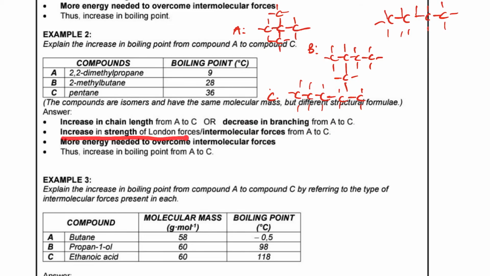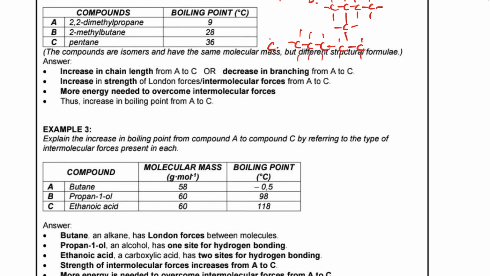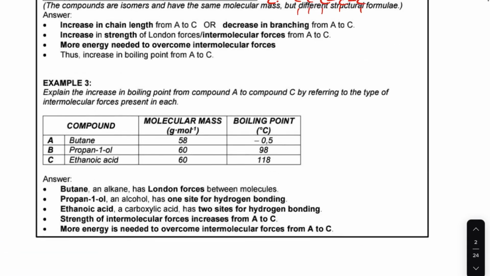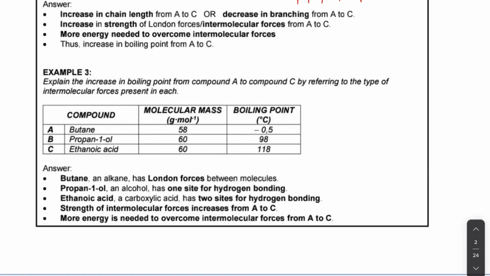So the strength of intermolecular forces increases, which is the London force. They are all alkanes, so the force is London, and then there will be more energy needed to overcome intermolecular forces from A to C. I hope that makes sense. Now let's look at example 3.